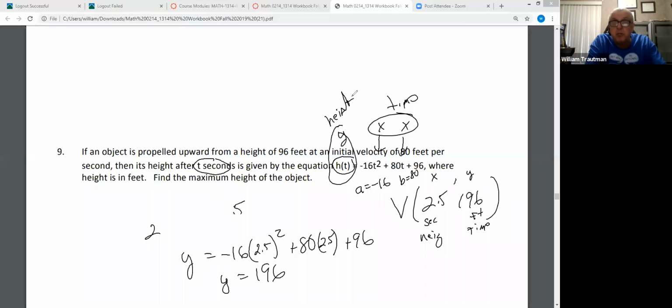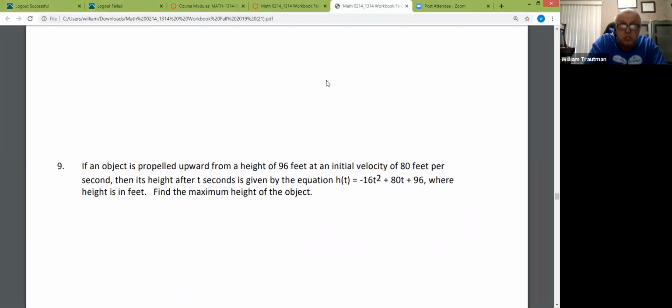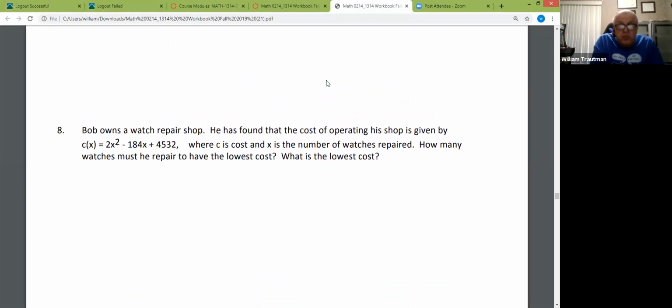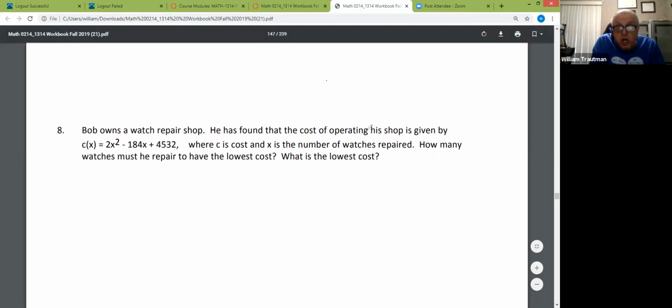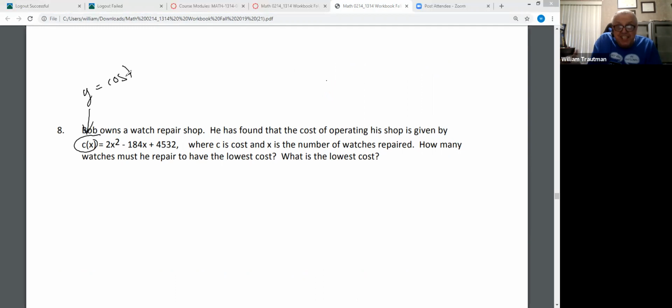Okay, so let's go back to number 8 and look at that really quick, because that brings up a good point. I actually get that question quite a bit. If we look here, the cost of operating a shop is given by this. Do you see the Y value is the cost? It actually starts with a C. And then it says here, X is the number of watches repaired. So the X value is the number of watches repaired.